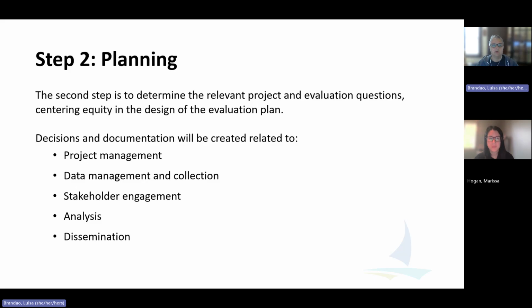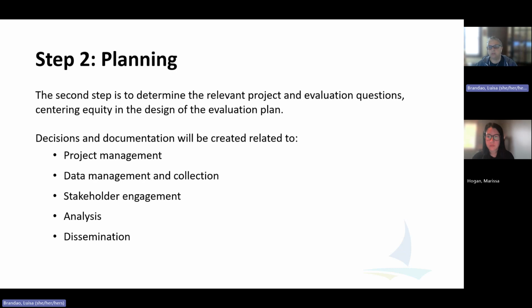In that step, you're going to try to determine the project and evaluation questions. What is it that you're trying to evaluate? And you always want to be sure you're centering equity in the design of the evaluation plan. Some of the decisions you'll make during this step, and the documentation you'll develop, are around project management, how you're going to collect and manage your data, how you're going to engage those stakeholders so that there's buy-in from them into the evaluation, how you're going to analyze the data that you collect, and how you're going to disseminate results.